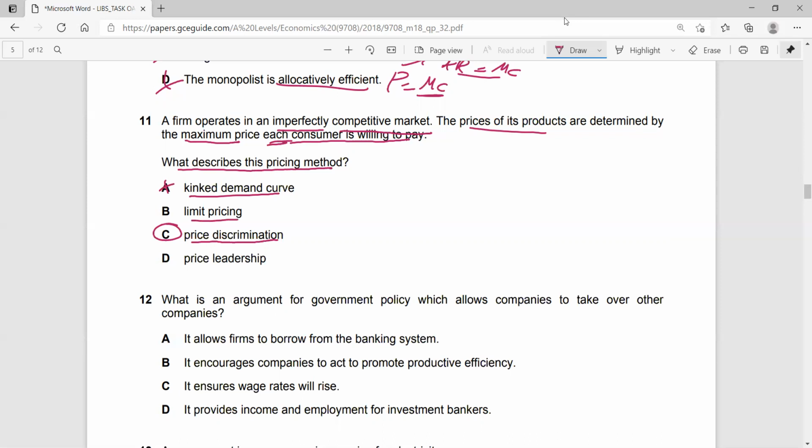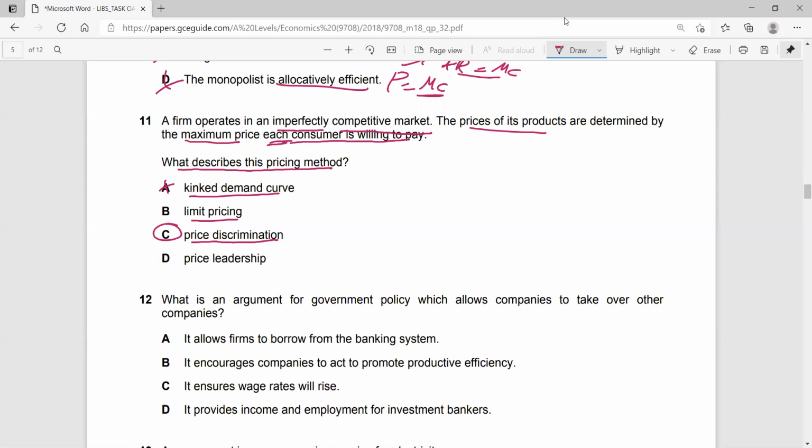Limit pricing is the situation where you price extremely low to deter or eliminate entry to the market. It's kind of similar to predatory pricing, except predatory pricing is slightly different, in that it's where you price your products low to kick other firms out of the market.